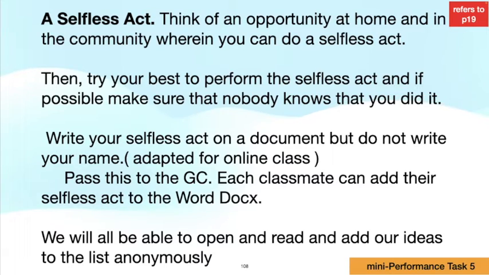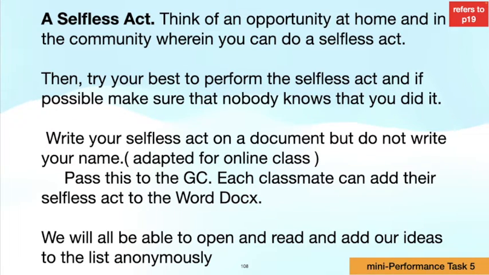A selfless act. Think of an opportunity at home and in the community wherein you can do a selfless act. Then try your best to perform the selfless act, and if possible, make sure that nobody knows that you did it. Write your selfless act on a document, but do not write your name. This is adapted for online class, and then pass this to the GC. Each classmate can add their selfless act to the Word doc. Okay?